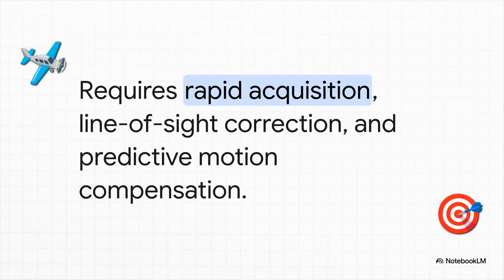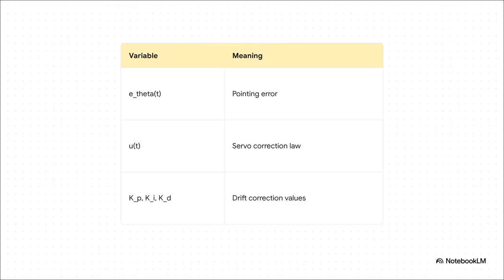The system doesn't just react to where the target was a millisecond ago. Instead, the fast servo loop actually predicts where it's going to be, compensating for motion and drift in real time. And this brilliantly illustrates the actual math driving that closed-loop tracking.